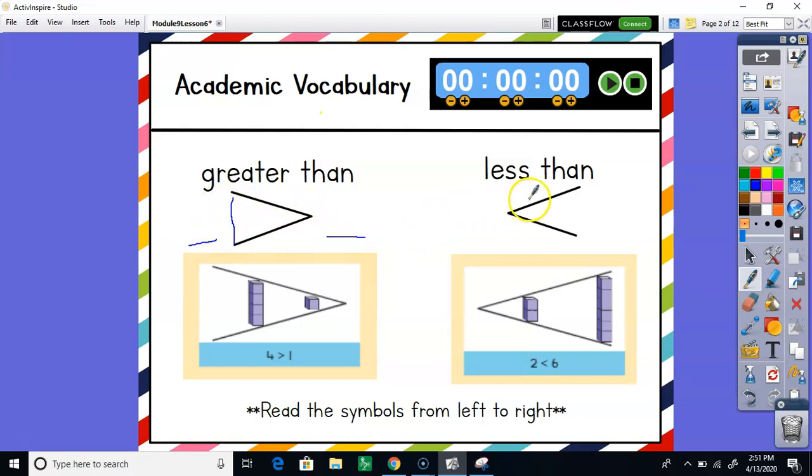Same thing when you're looking at the less than symbol. It's small right here. It's small, tiny, less than whatever number is over here. So this number would be less than this number. If you look at these examples down here, 2 is less than 6, so the bigger number would be on the right. In this one, 4 is greater than 1. 4 is the bigger number. It's going to be on the left, and the smaller number would be on the right.